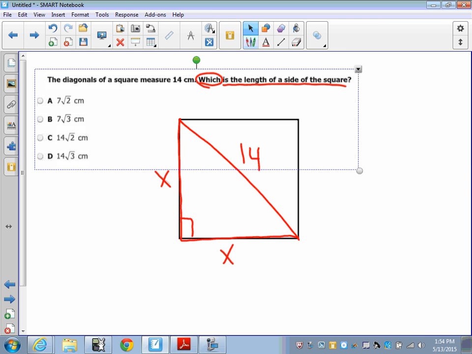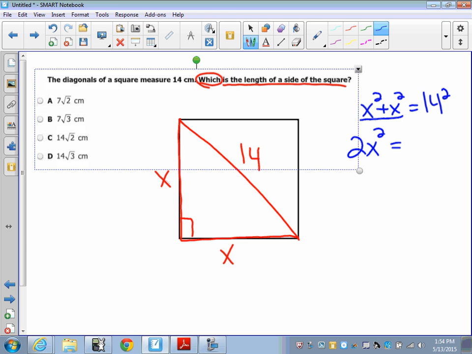Do I have or need an angle? Well, if you know more about squares, you should know that this is a 45, 45, 90 triangle. But as it stands right now, no, we do not have an angle in our picture. We have all the sides though. So we can use the Pythagorean theorem. X squared plus x squared is equal to 14 squared. What is x squared plus x squared? It would be 2x squared. 14 squared is 196. We divide by 2.